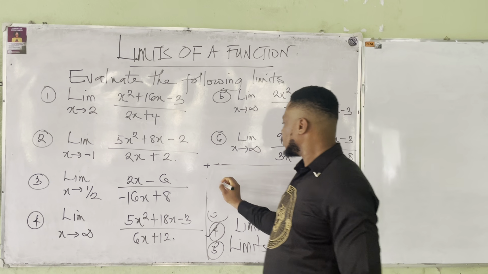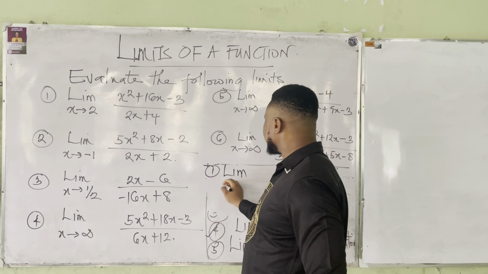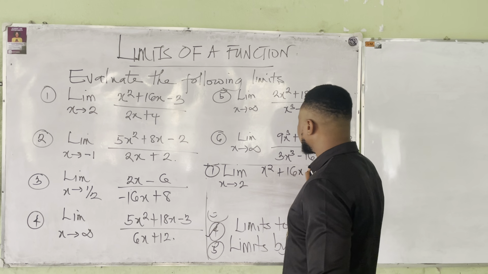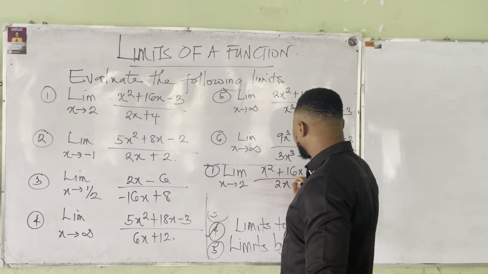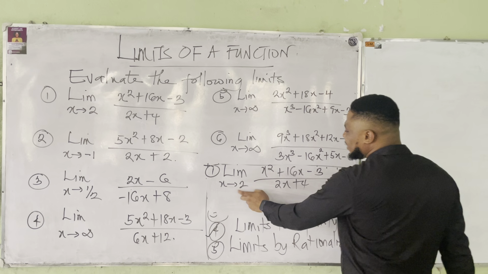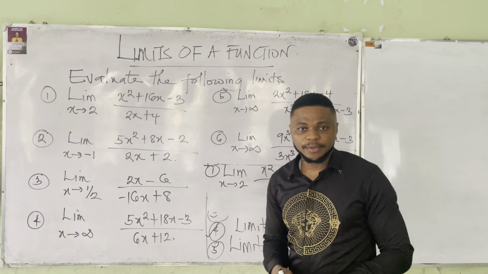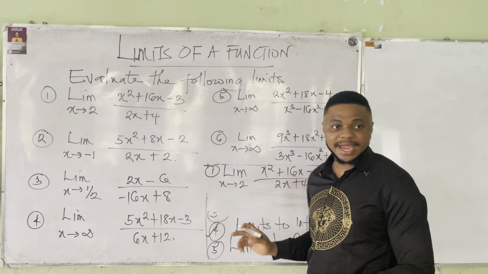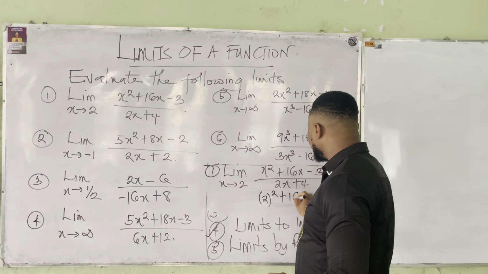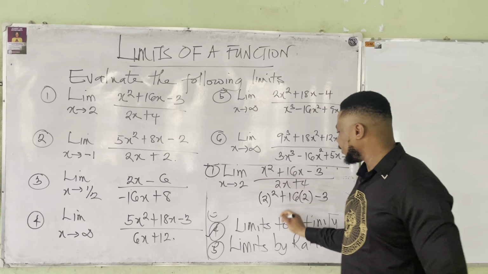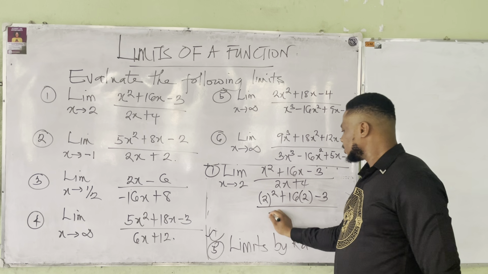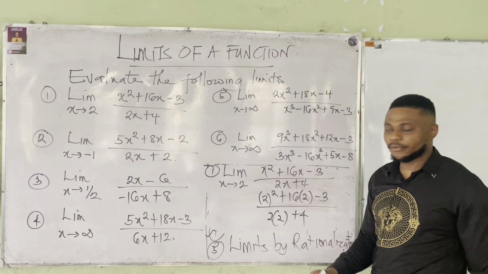The first one, we are being told that the limit as x tends to 2 of the function x squared plus 16x minus 3 divided by 2x plus 4. Are we together? So we look at the value 2. We substitute 2 into this function. Wherever we see x, we replace it with 2. So we say 2 squared plus 16 times 2 minus 3, divided by 2 times 2 plus 4. Are we together?